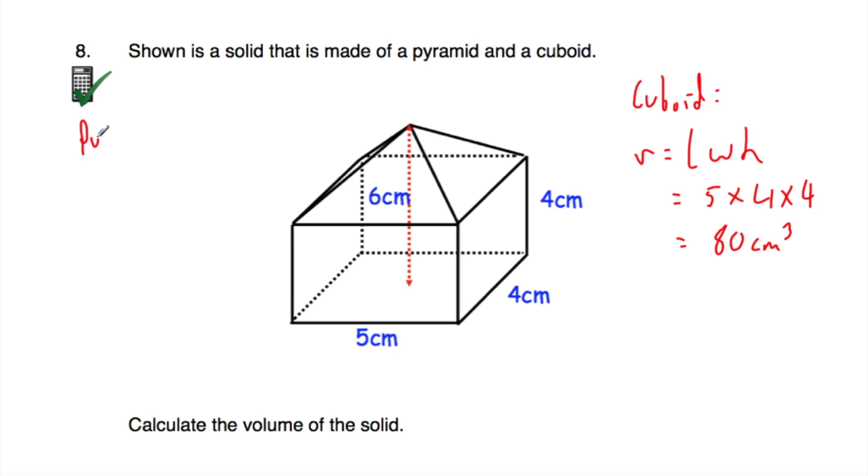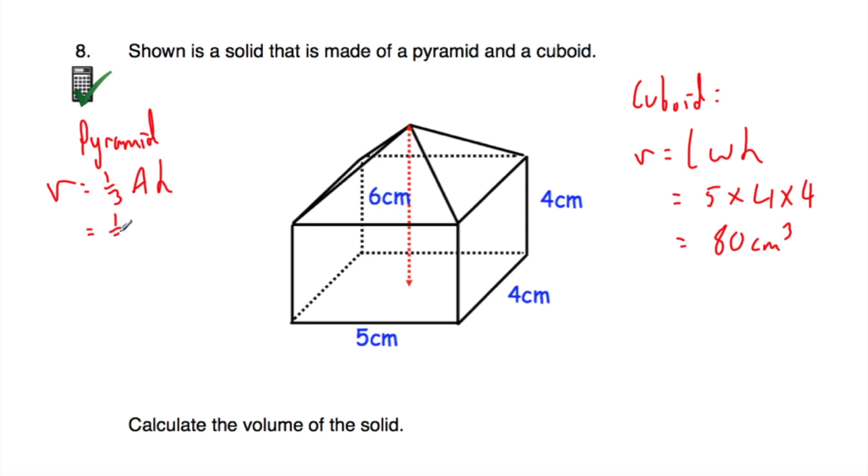Now let's get the volume of the pyramid. So the volume of the pyramid is equal to a third, the area of the base times the height. So in terms of the area of the base, if we have a look at the pyramid on the top here, if this length here is 5 centimeters, this length here is also 5 centimeters. And if this length is 4 centimeters, that length would be 4 centimeters. So it's going to be 5 centimeters and 4 centimeters, and 5 times 4 is equal to 20. So the area of the base of that pyramid would be 20 centimeters squared.